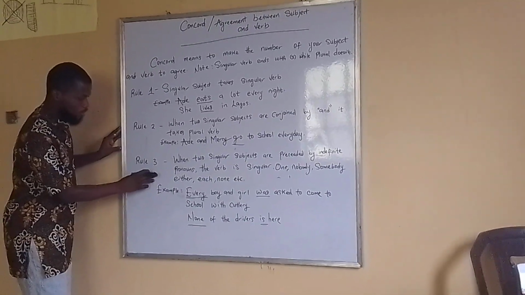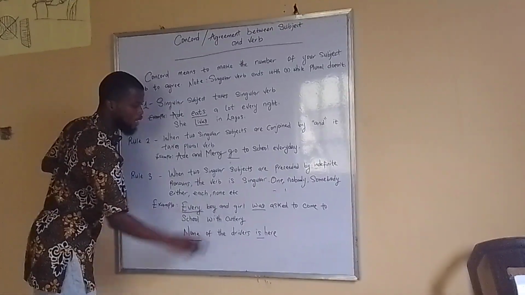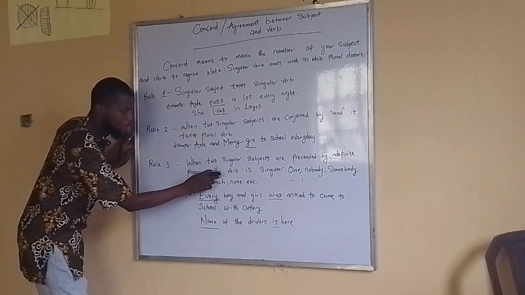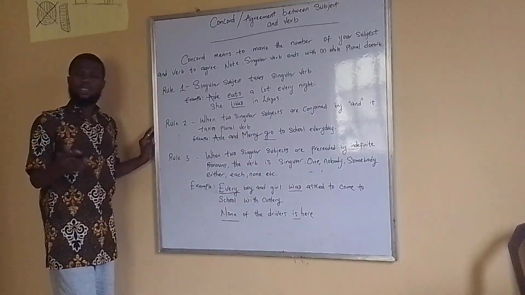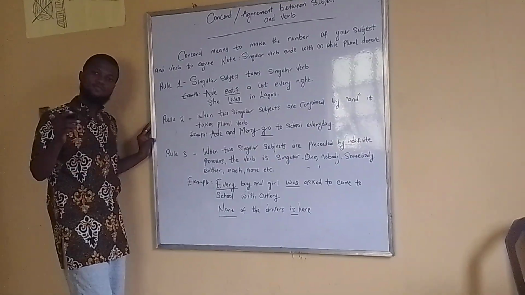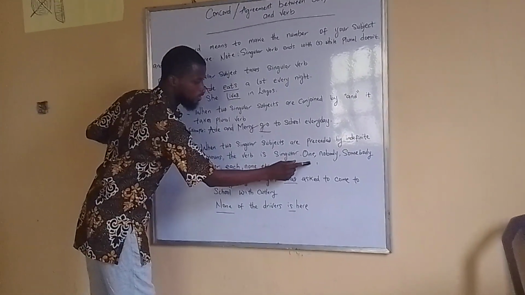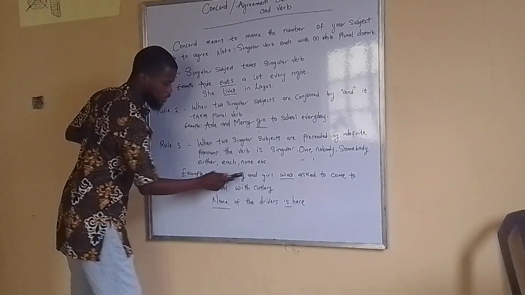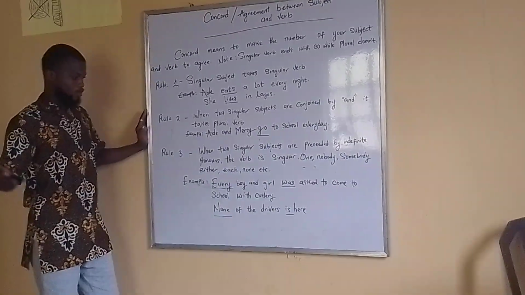Now the third rule is that when two singular subjects are preceded by indefinite pronouns, the verb is singular. Now you can ask, what are indefinite pronouns? Indefinite pronouns are pronouns like one, nobody, somebody, either, each, none, etc.